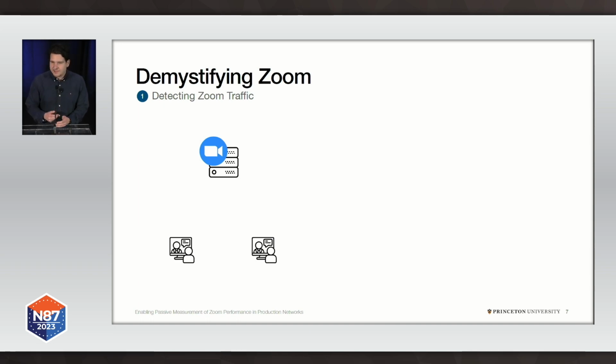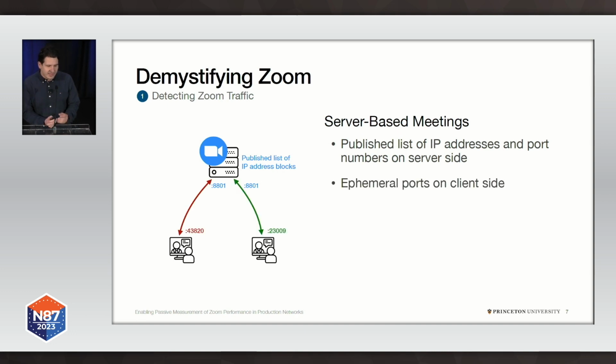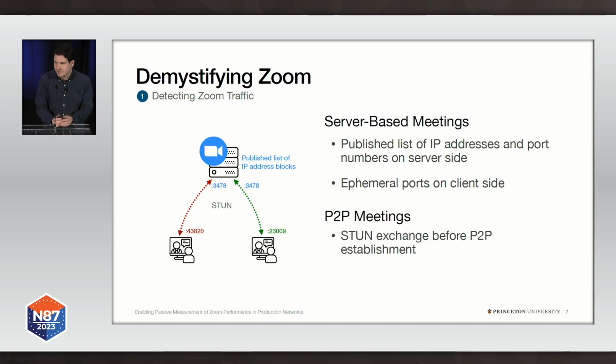So for the case where Zoom uses a server, this is actually relatively straightforward. Zoom publishes the list of IP addresses and port numbers that they use on the server side. And even though they use ephemeral port numbers on the client side, we can simply filter for the server-side addresses and port numbers. Now for peer-to-peer traffic, which often happens when there are only two participants, this is quite a bit more complicated.